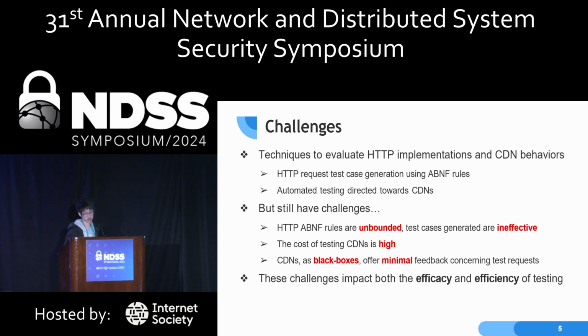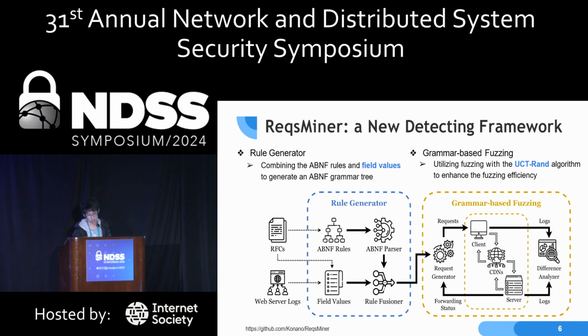To address these challenges, we propose a new detection framework called ReqsMiner. As you can see on the right, this framework consists of two parts: a rule generator and grammar-based fuzzing. In the rule generator, we combine the ABNF rules and field variables together to generate an ABNF grammar tree. In grammar-based fuzzing, we utilize fuzzing with the UCT-Rand algorithm to enhance the fuzzing efficiency. Next, let me introduce more details of both parts.